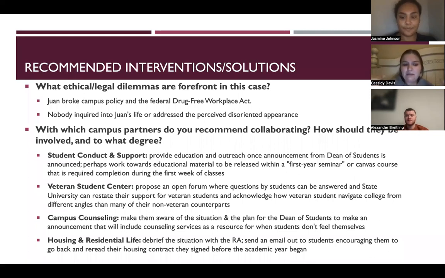And then encouraging residents and housing life to send an email out to students reminding them to go back and reread the housing contract they signed before the academic year began. I know when I got that, I did not read it. As a student, I just signed it and was like, yay, I'm moving into my residence hall. Can't wait. So I think that would be a great opportunity for them to hear and recognize what students are saying and send something out for them to read. Because as we know, rules are different depending on where you live. If you live in an off-campus house, it's going to look different than an on-campus residence hall. And so I think that is very useful.